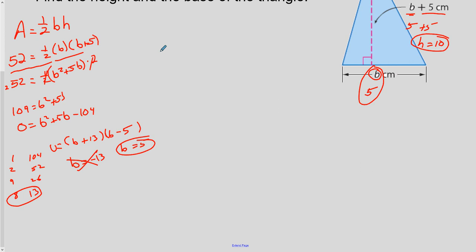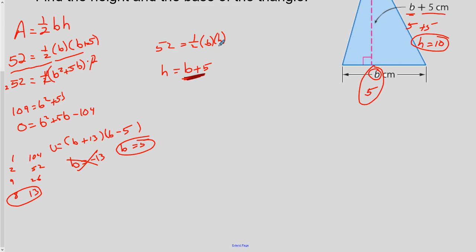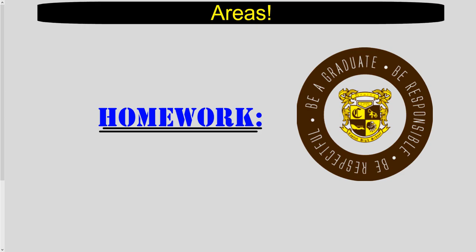We had one equation where 52 equals 1/2 b times b plus 5. And the other equation was much simpler, where the height was equal to the base plus 5, right? The first equation was 1/2 base times height. Then I substitute this value in for h, and that gave us an equation we could solve, which told us what b was. Plugged that b back in there and solved for h as well. So even though you may not have realized it at the time, we were just solving a system of equations. Best of luck with the homework and have a great day. Reach out to me if you have any questions.